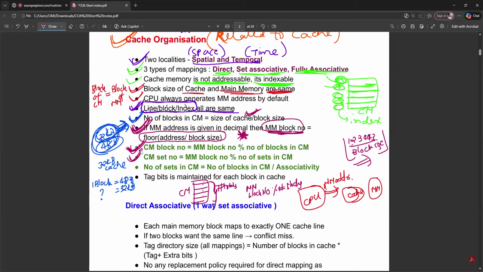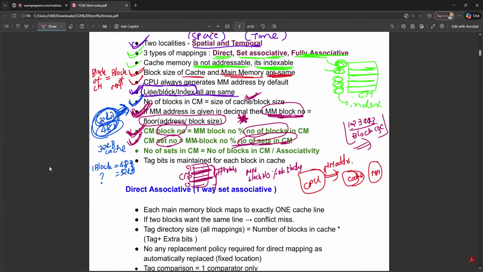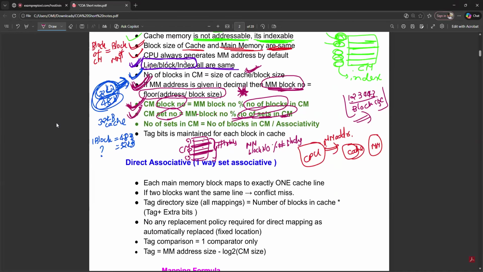Now, moving to the next point, what is the set number? Cache memory set number is equal to the same main memory block number modulo number of sets in the cache memory. So if sets are given, like this is set one, this is set two, this is set three, you have to mod it with the total number of sets if the set number is asked. If the block number is asked, then you have to mod it with the total number of blocks. These are very good points. Please take care.